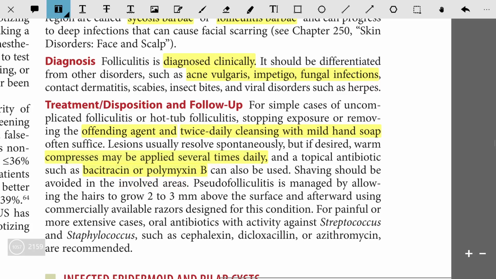Okay, this is very important. Shaving should be avoided. Pseudofolliculitis is managed by allowing the hairs to grow 2 to 3 millimeters above the surface and afterwards using commercially available razors designed for this condition. For painful or more extensive cases, oral antibiotics with activity against streptococcus and staphylococcus, such as cephalexin, dicloxacillin, or azithromycin, are recommended. So you got it right.